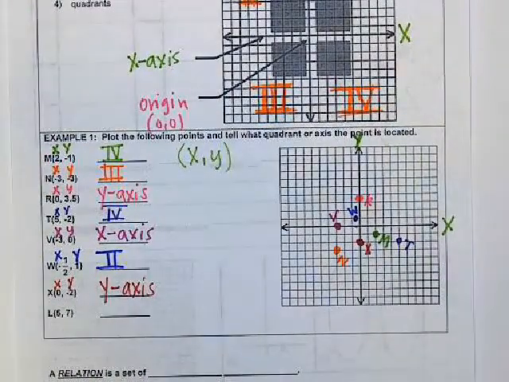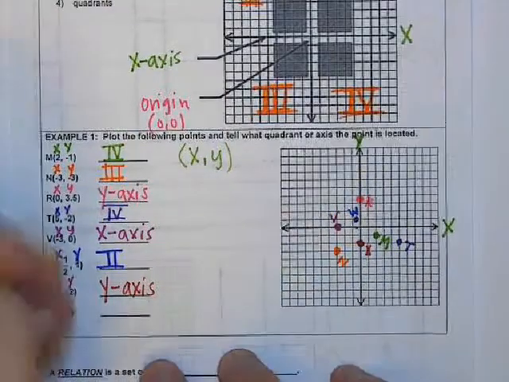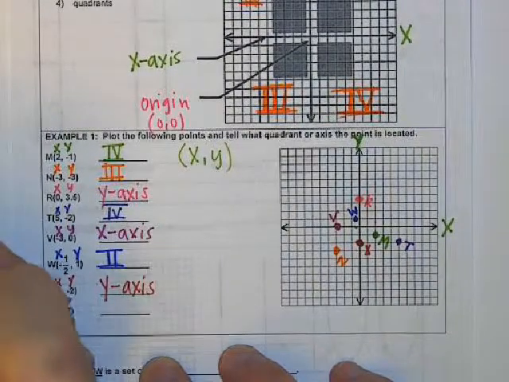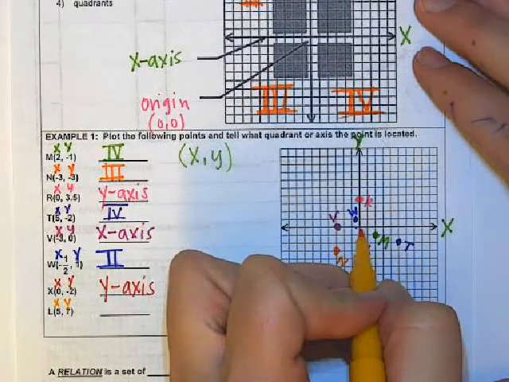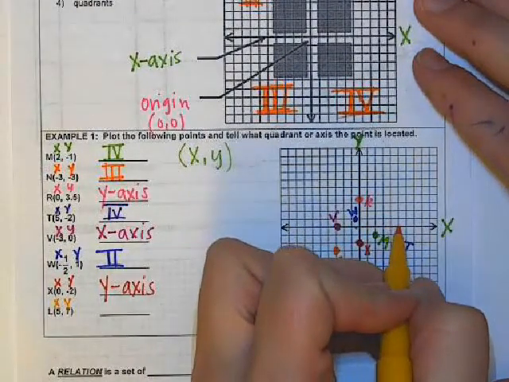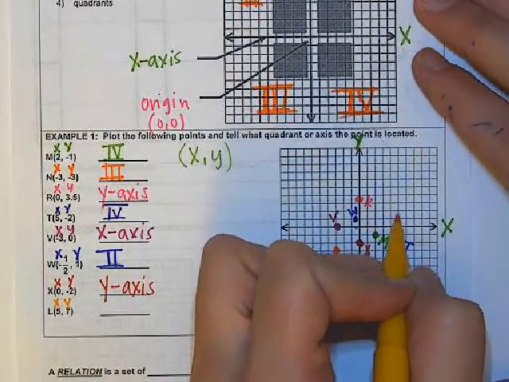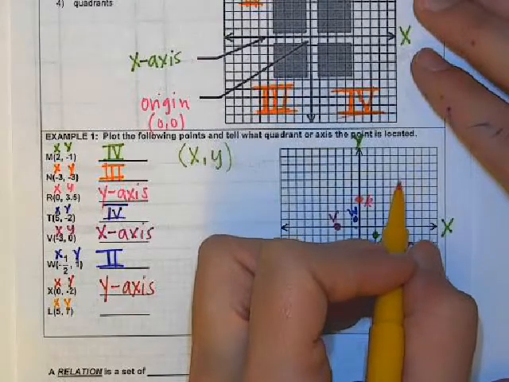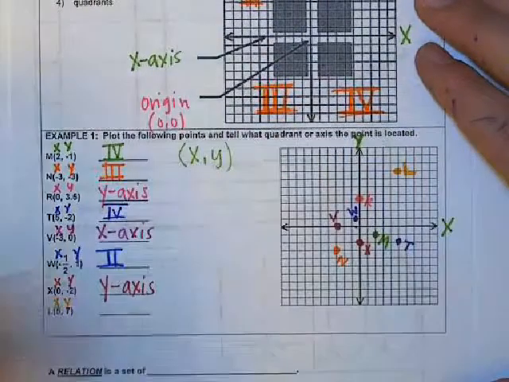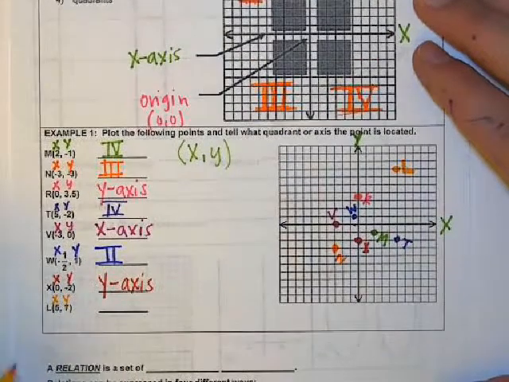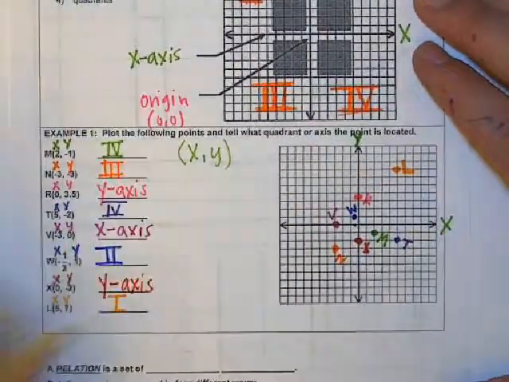And then L, last but not least. Yeah, that's the first letter of my name. You're right. X, Y. So I'm going to start in the middle. I'm going to go positive 5 on the X. 1, 2, 3, 4, 5. Positive 7 on the Y. 1, 2, 3, 4, 5, 6, 7. Label that L for Levi. And this is in quadrant 1. There we go.